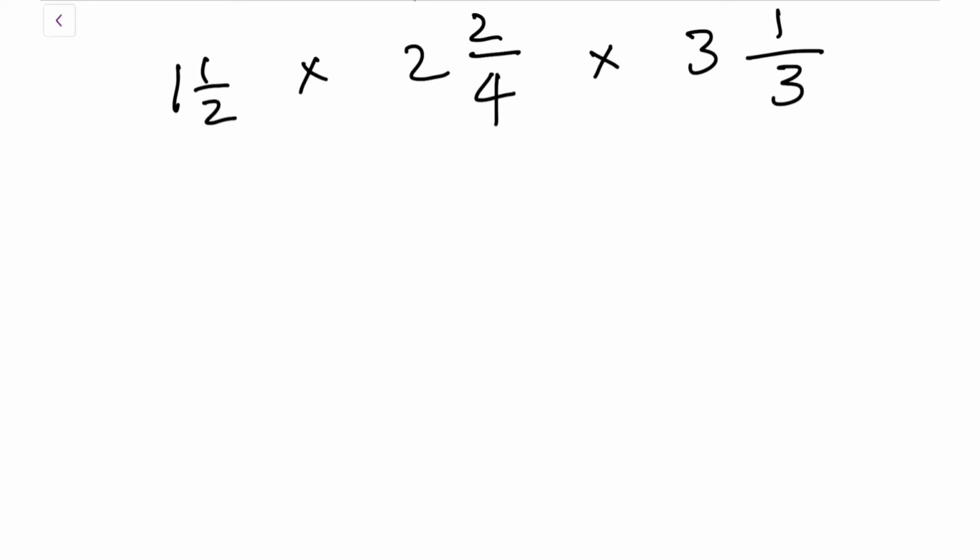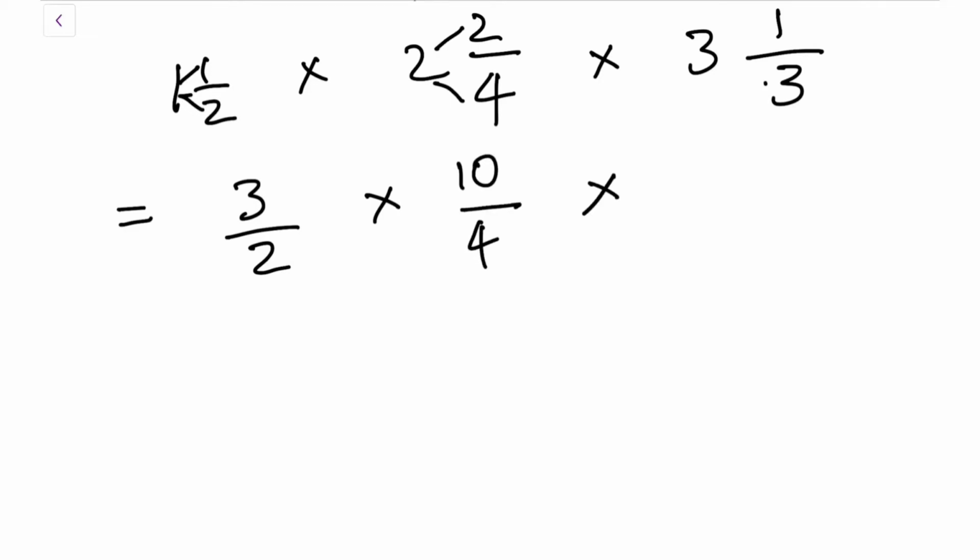First step, let's convert it into an improper fraction. How do we do that? 2 1s are 2, 2 plus 1 is 3, 3 by 2 into 4 2s are 8, 8 plus 2 is 10 by 4 into 3 3s are 9, 9 plus 1 is 10 by 3. Alright. Now, can you see if there are any common factors between the numerator and denominator? As you can see, we have 3 here, 3 1s are 3, 3 1s are 3.